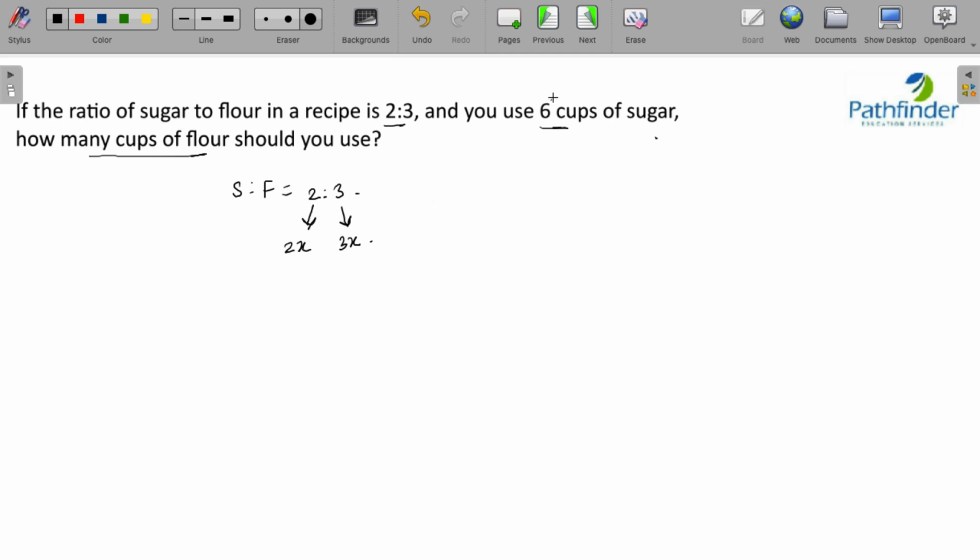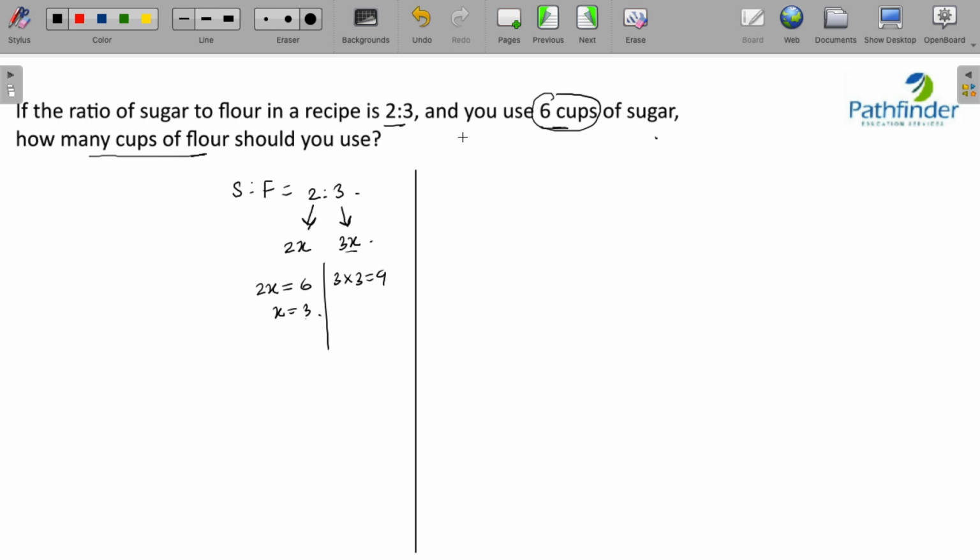But we are given that the sugar we have used is 6 cups. So this 2x has a value 6. So x is equal to 3. Now just substitute this 3 over here. So 3 into 3 is equal to 9. This is how you solve such an elementary question.